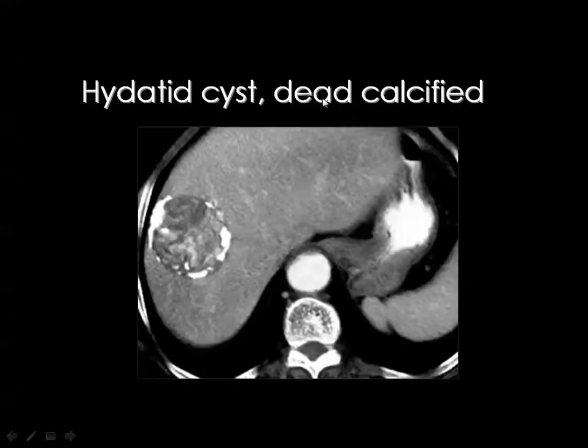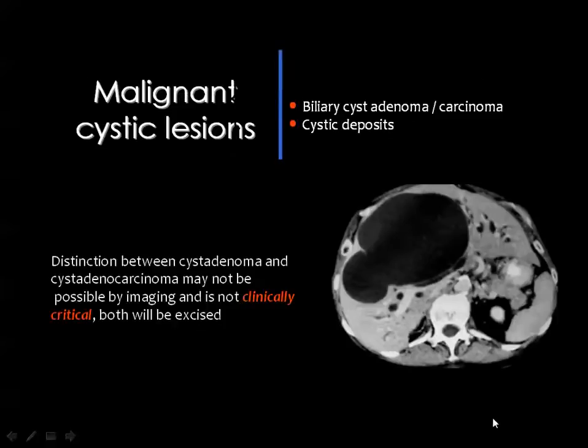Then if hydatid cyst is dead, you get calcium everywhere in the cyst, and then you see marginal calcification and also calcium inside the cyst itself. Then we have 4 cystic lesions in the liver that are benign, and these are the simple cyst, the abscess, pyogenic and amoebic, the hemangioma, and the hydatid cyst. And I have explained to you how you can easily discriminate between these lesions.